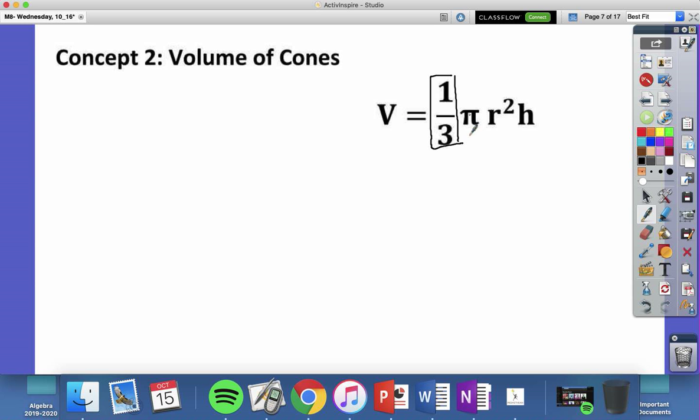So here, pi still represents pi, r still represents the radius, which is halfway across the circular side, and then the height here is actually going to be the slant height. So it's going to be the height of the slanted side of the cone.